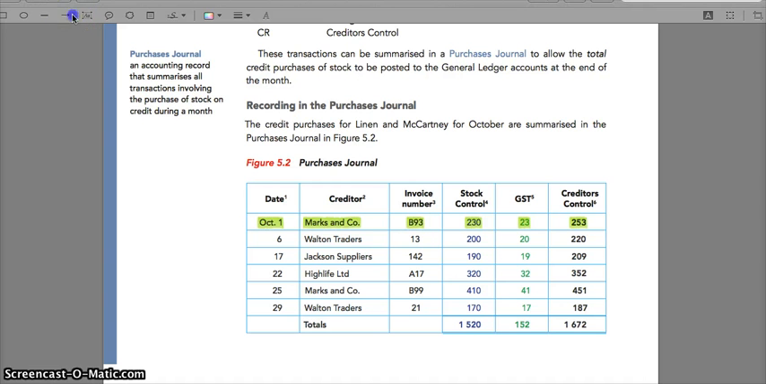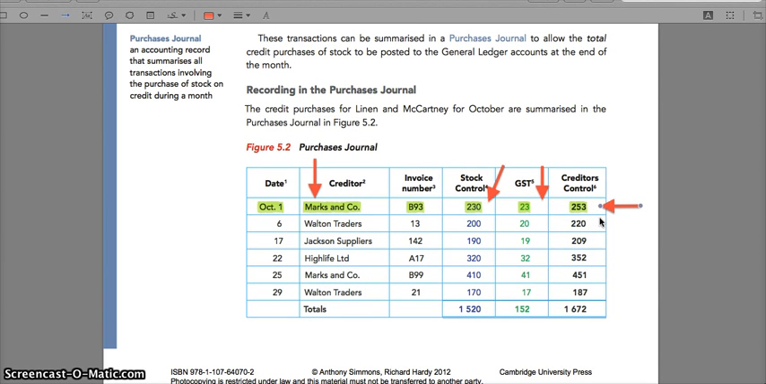So we've got the creditor here. The other thing with this too is that it gives you the ability to know who you owe, which is obviously a good thing as well. It's got the invoice number, so the stock control 230 plus the GST of 23, as discussed, gives us a creditors control, which is obviously the amount that we purchased of stock plus the GST, because that's how much we owe, which is $253. So look, pretty straightforward in terms of how that works out.